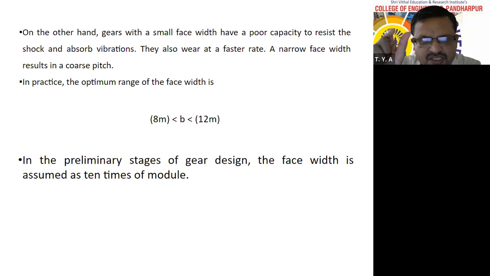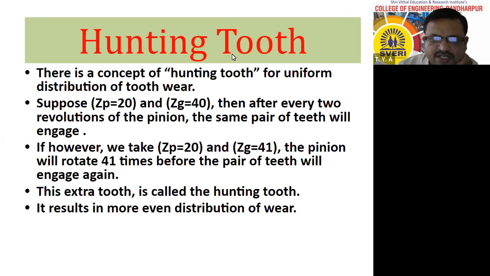Narrow face width results in a coarse pitch. Therefore, the optimum range of the face width is 8 times module less than B less than 12 times module. Therefore, in the preliminary stages of gear design, the face width is assumed as 10 times module. So always remember, B is nothing but face width. You have to consider it as 10 times module, or 10 m. Next, we have seen hunting tooth.